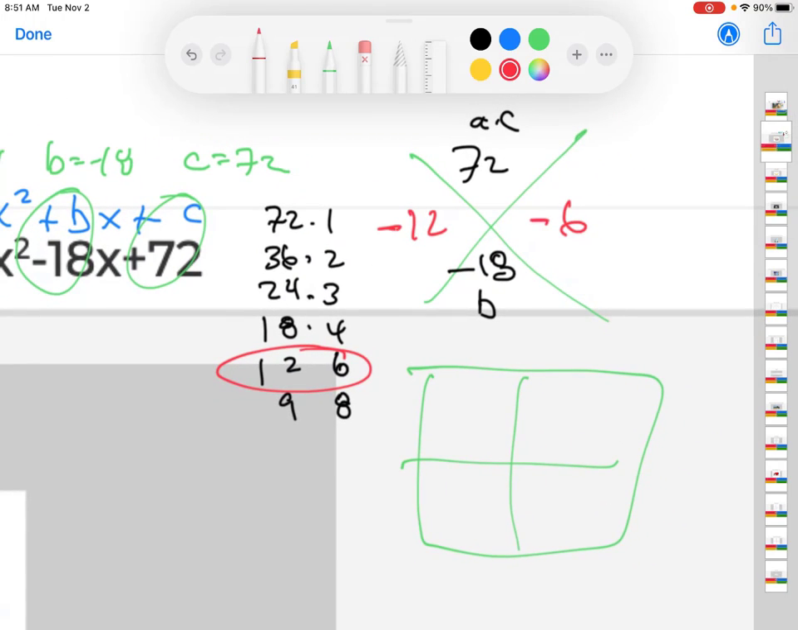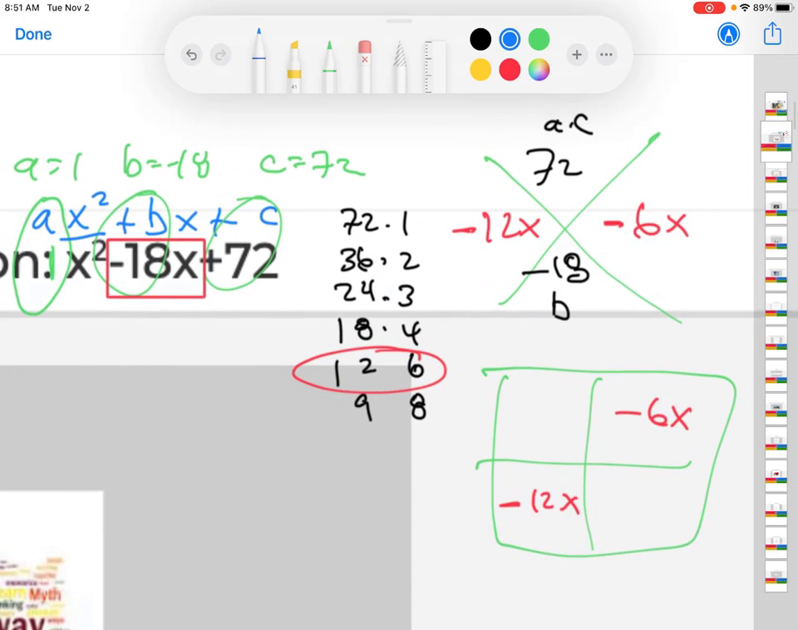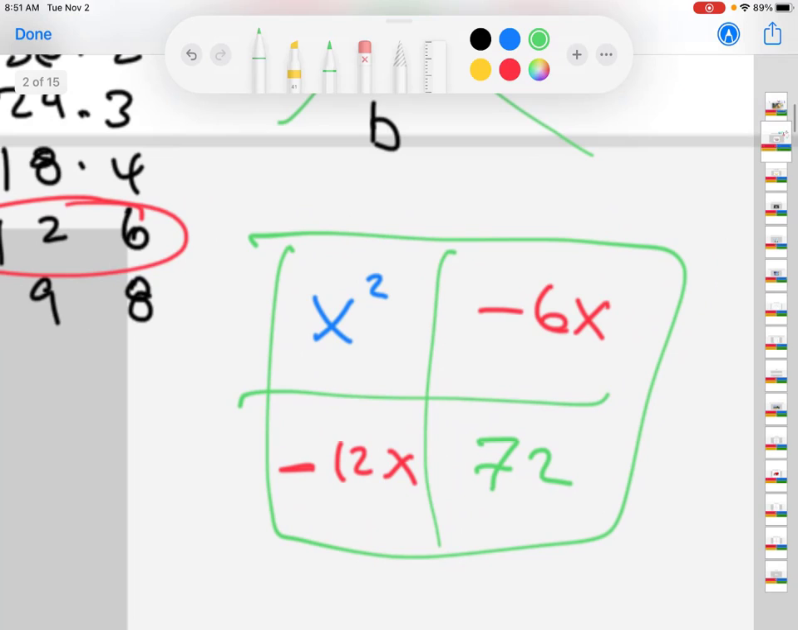And both of those are going to be negative, because if you multiply negative 12 times negative 6 it equals a positive 72. They're splitting this term right here, so you have to add an x. Negative 12x minus 6x is negative 18x. Those two will always go bottom left, top right. Doesn't matter what order. And then x squared is going to go right here to the top left always. And the c value will always go to the bottom right here.